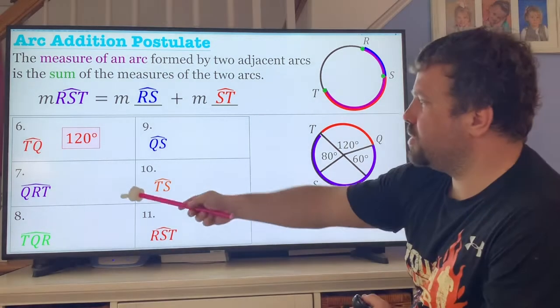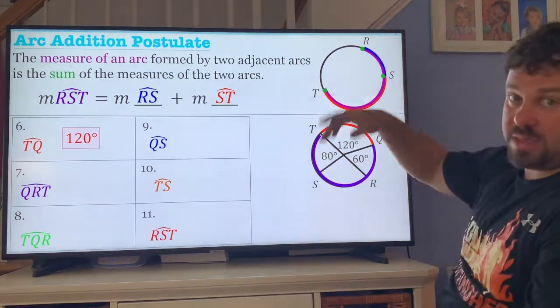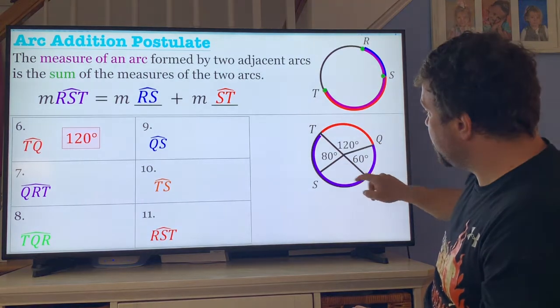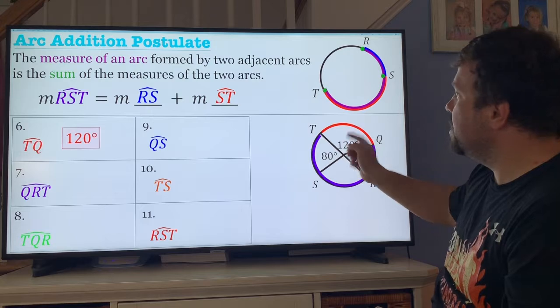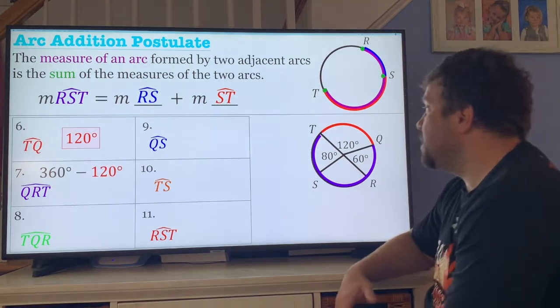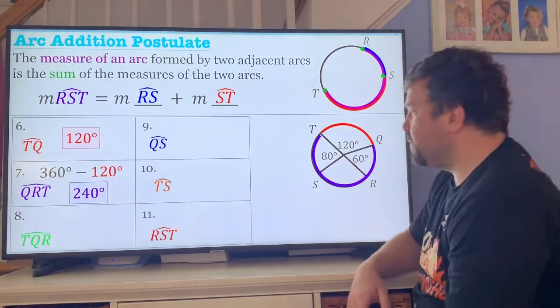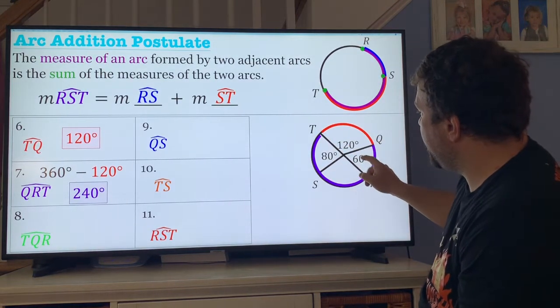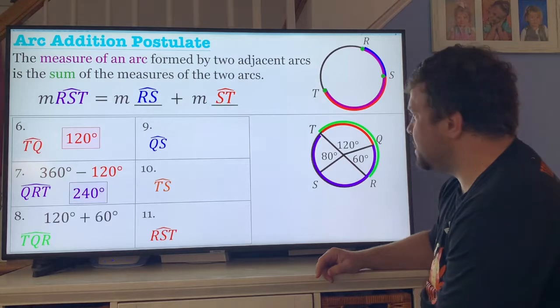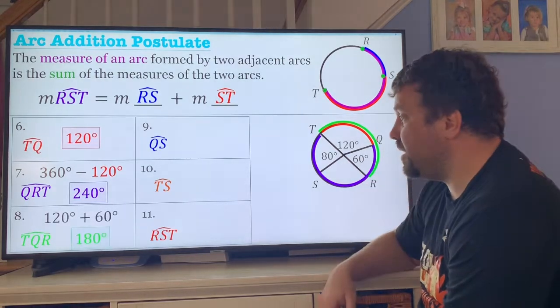Oh, wait, we're doing QRT. Save that information for later. QRT, in that order, 60 plus 80 plus whatever that is, or 360 minus 120. 360 minus 120 is indeed 240. TQR, add these two, 120 and 60, gives you a semicircle, which is 180.